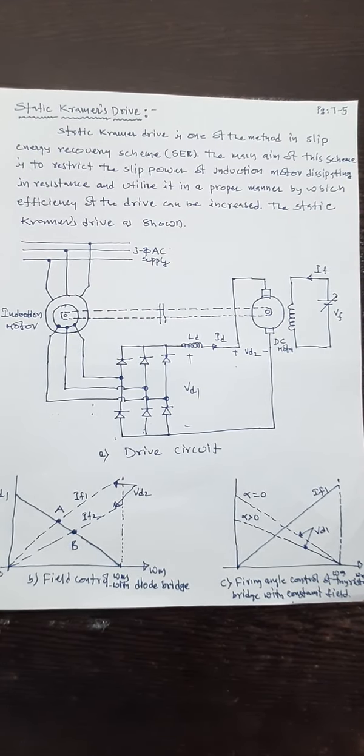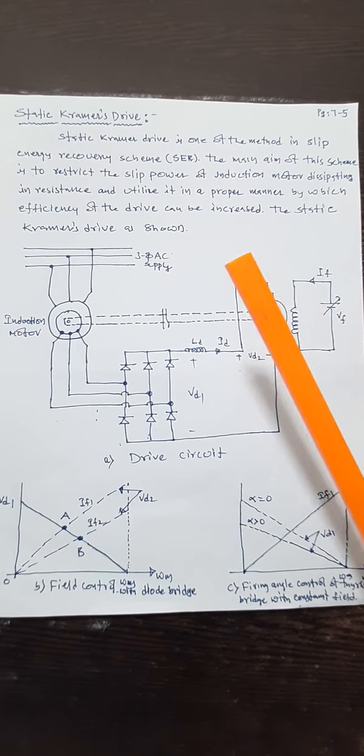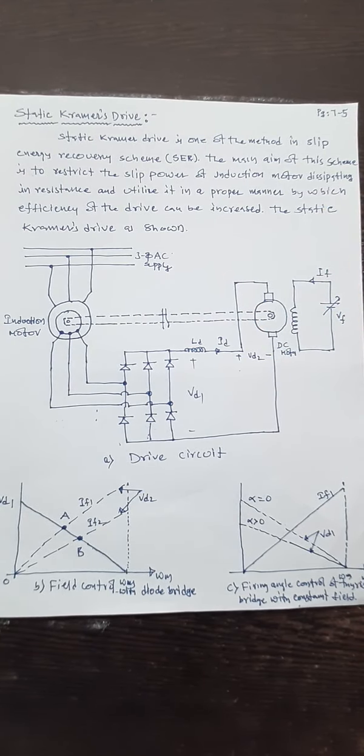First, before discussing the static Kramer drive, why do we go for the static Kramer drive instead of the static Scherbius drive? Generally, the drawbacks of the static Scherbius drive are overcome by the static Kramer drive. What is the drawback? The static Scherbius drive does not have the ability to give speeds above the rated speed. That should be overcome with the help of the static Kramer drive.